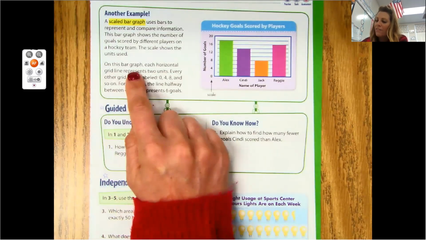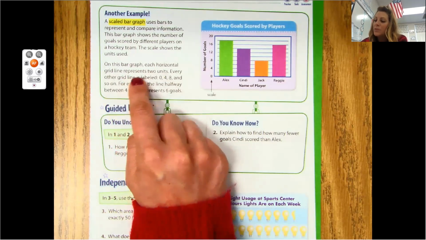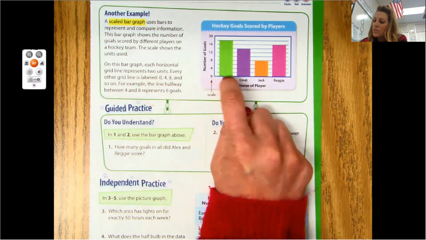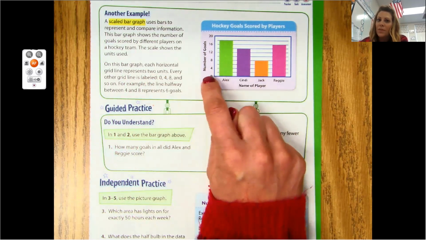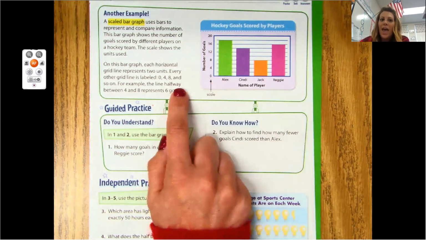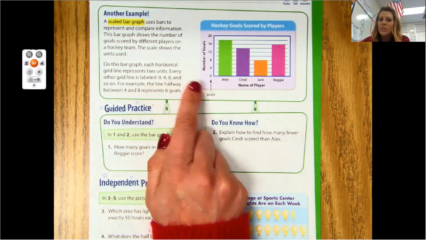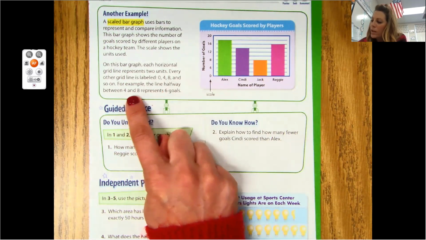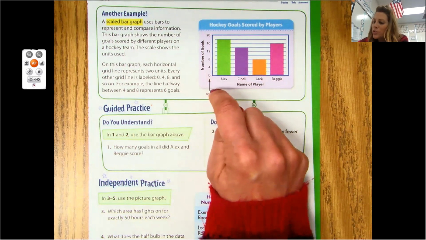So on this bar graph, each horizontal line or grid line represents 2 units, okay? So see how they have that? They have more than just the numbers here. So it goes up by 2s just to help us a little bit more. Every other grid line is labeled 0, 4, 8, and so on. For example, the line halfway between 4 and 8 would represent what? So it's going by 2s.